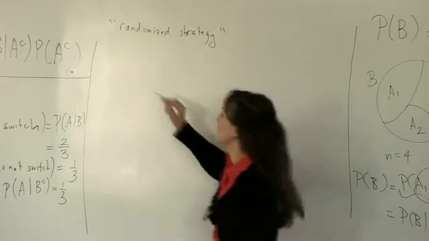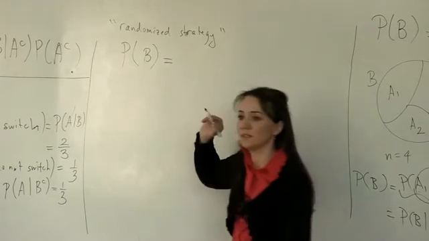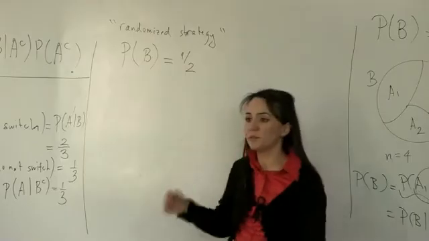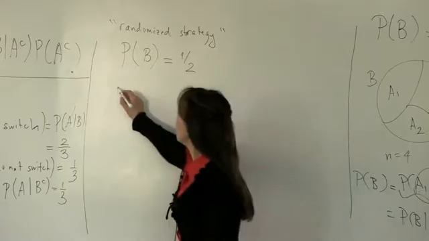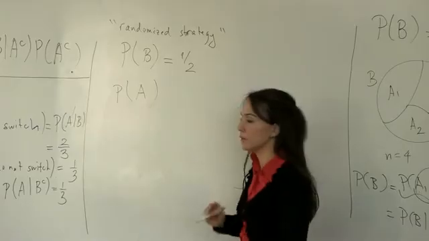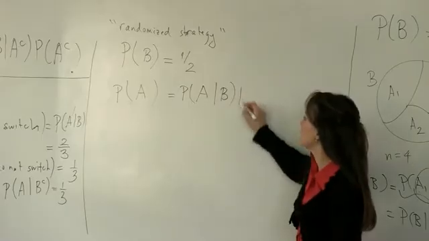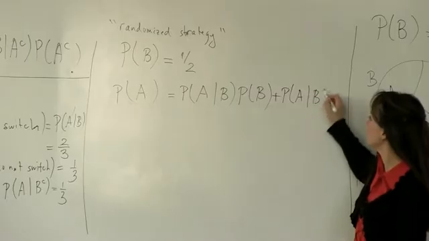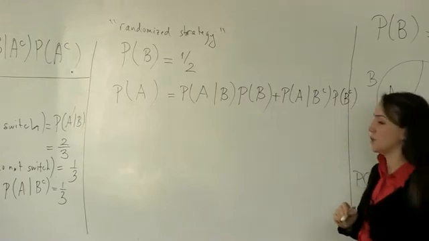In the randomized strategy, the probability of switching is 1/2. The probability of not switching is 1/2. So the probability of winning in the randomized strategy is the probability of winning given that I switch times the probability that I switch, plus the probability of winning given that I don't switch times the probability of not switching.